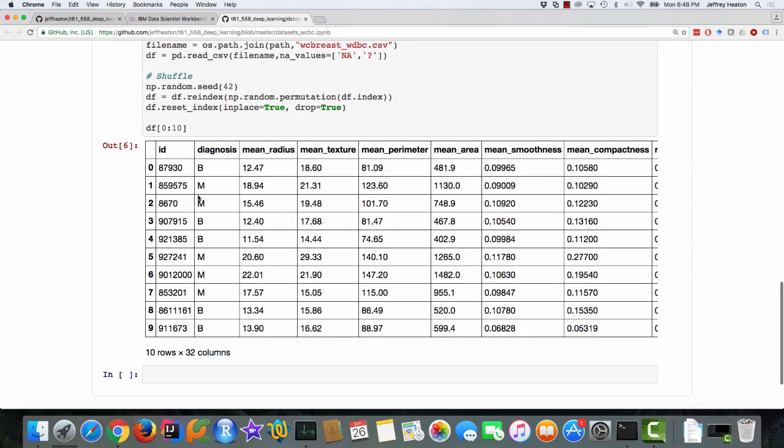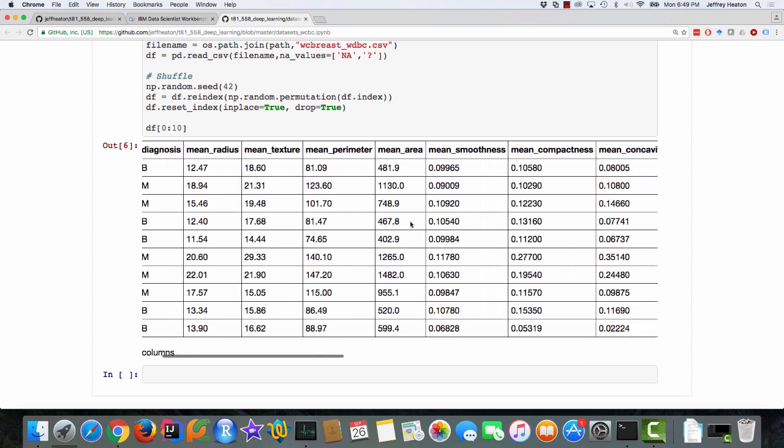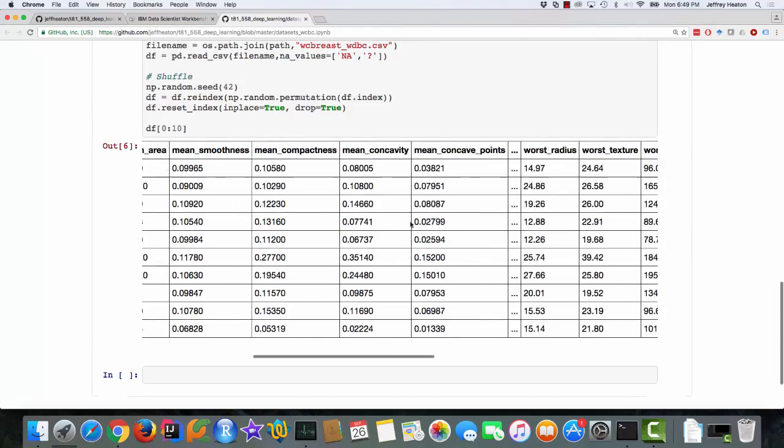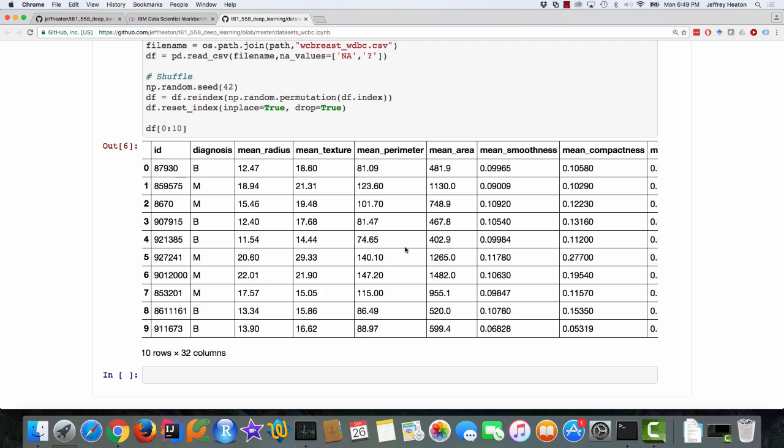And this is what the data looks like. See all the IDs. You basically want to strip those. The diagnosis, benign and malignant, and then all these various radiuses and other things. That is a very good question. You would only know that by looking at the original paper, but it is the mean for this row. So each row is a patient, and it is the mean for that one.